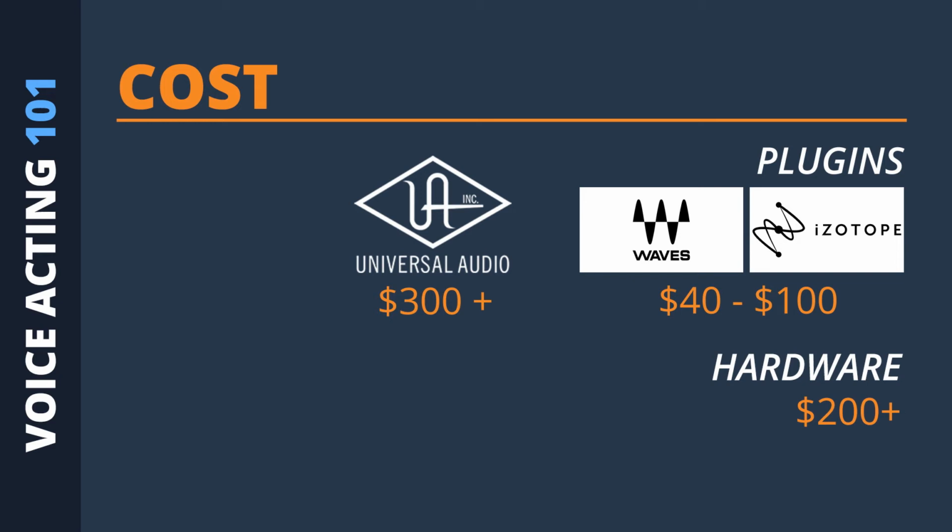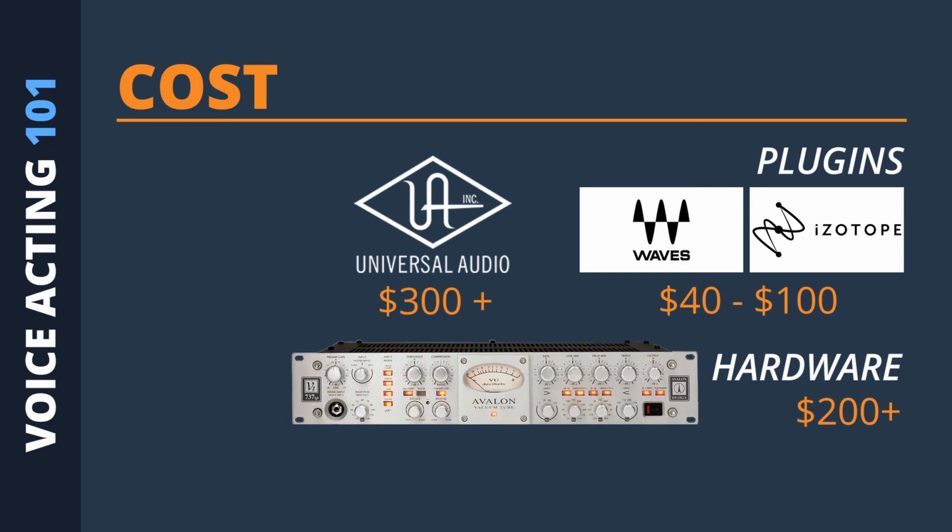But I will say with the Universal Audio plugins, what they're doing, they're emulating some of the expensive high-end gear. So for an example, if you went out and you bought an Avalon VT-737 on Sweetwater, that's going to cost around $3,000. Or you can get that Avalon VT-737 through a Universal Audio plugin, and that's going to cost about $300. So you're getting that high-end sound with the plugin price for only $300.